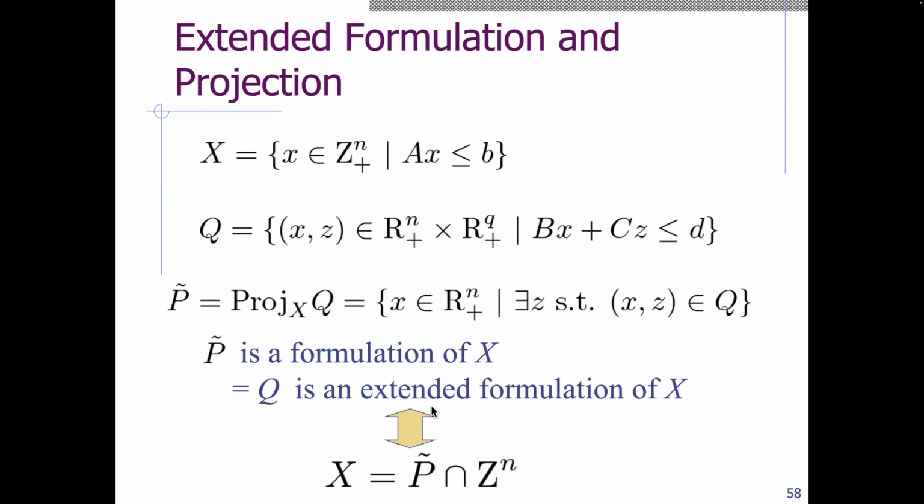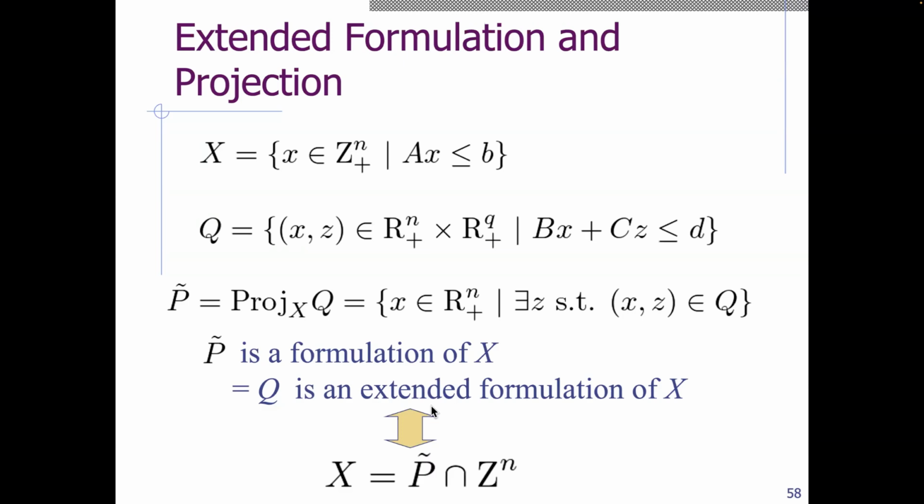We analyze the relationship between the extended formulation and the original formulation. Let X be the set of integer solutions in the n-dimensional space. Q is a formulation in an extended space expanded by a new variable z that is in R to the power of q-dimensional space. P tilde is the projection of Q onto the original space, that is defined as the set of all vectors x in R to the power of n which satisfies the condition that there exists a z such that (x,z) is in Q. P tilde is a formulation of X if and only if the intersection of P tilde and integer lattice is the set of integer solutions X.